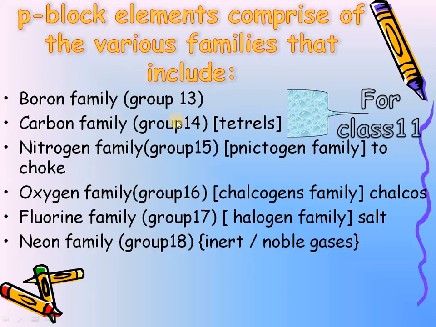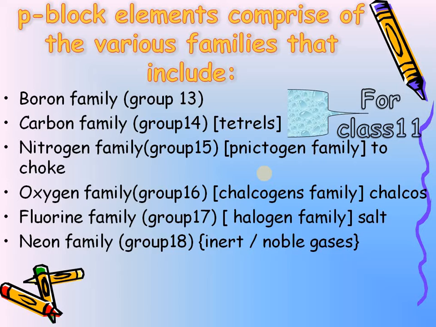One more thing: the carbon family has another name, tetrels, derived from the Greek word tetra, meaning 4, because the carbon family has 4 valence electrons. The nitrogen family, group 15, has another name, pnictogens. The oxygen family is also called the chalcogen family, from the Greek word chalcos, because they are generally obtained from the ores in the crust of the earth. The fluorine family is also the halogen family, from the Greek word halos, meaning salt, because these elements are used to make salts. The neon family is the inert or noble gases, which remain neutral.